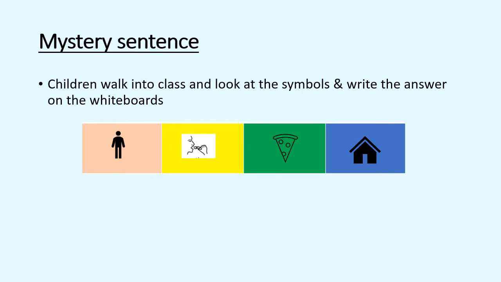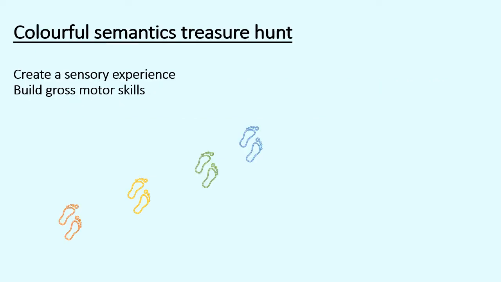You can implement this strategy by doing one mystery sentence a day, so they can come back from playtime, pick up a whiteboard, a pen or some scrap piece of paper and look at the symbols and the colour codes to help them to build a sentence independently. You can make a colourful semantics treasure hunt in your classrooms by printing out large footprints and colour coding them, scattering them across the classrooms, and children can jump on each footstep to help build sentences. This is a fantastic sensory experience for children and really builds their gross motor skills.